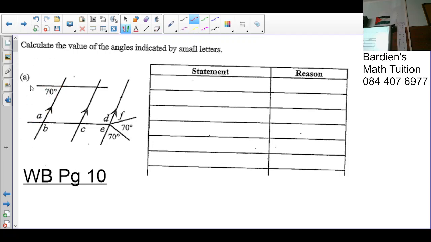Okay, but you're absolutely correct. A plus 70 degrees equals 180. Why? Co-interior angles. Now you see there's no letters on the lines, so I don't say anything. I just say co-interior. I don't have to say which lines are parallel. However, if letters or names are given for those lines, then you must say which lines are parallel. Does it make sense? Yes, Michael.